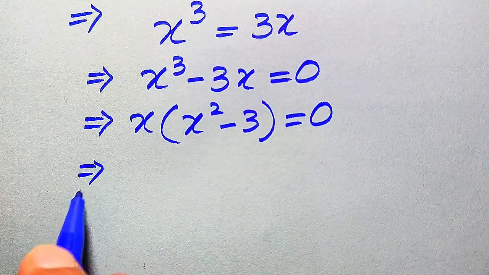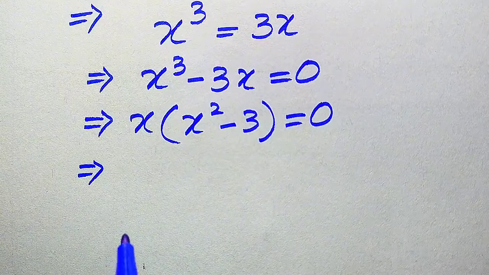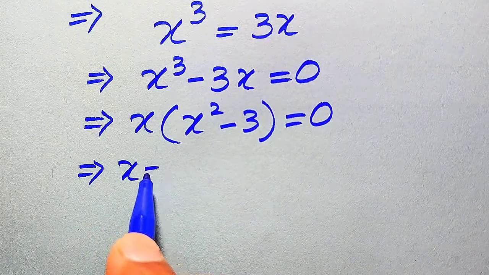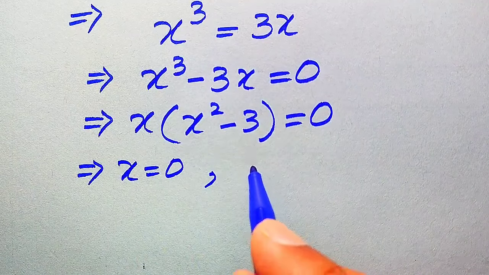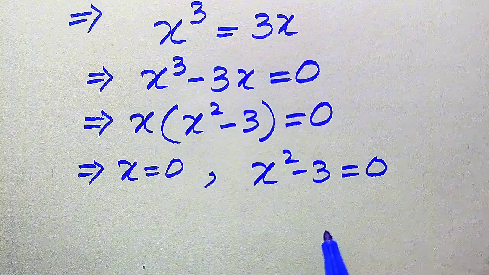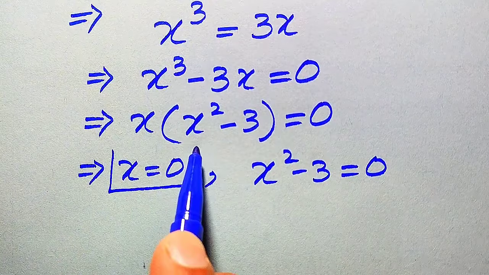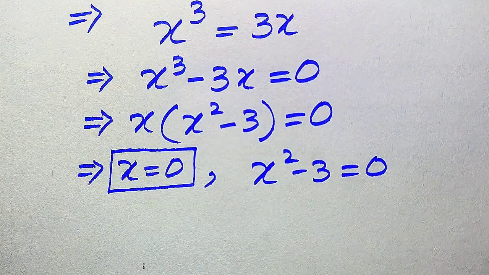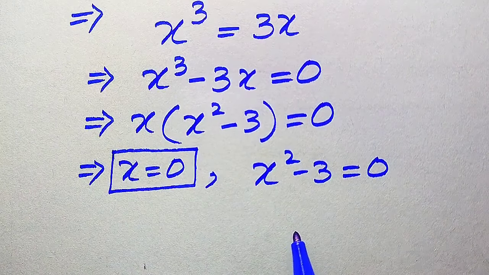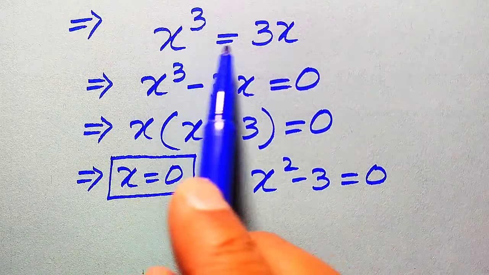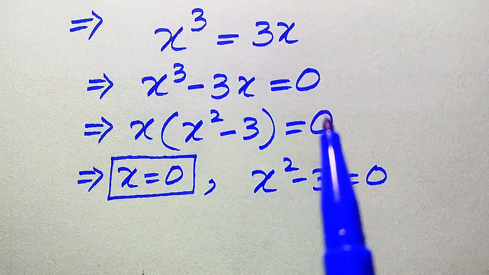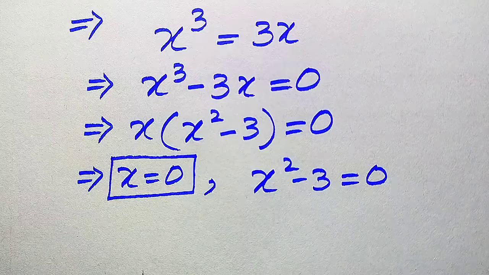And now in the next step, we need to divide this equation into two cases. The first case is we write x is equal to 0, and the second case is we write x square minus 3 is equal to 0. So this is the first root of the given equation, and from here we get the other roots of the given equation, because you see here our given equation is in cubic form. This means that this equation has 3 roots.